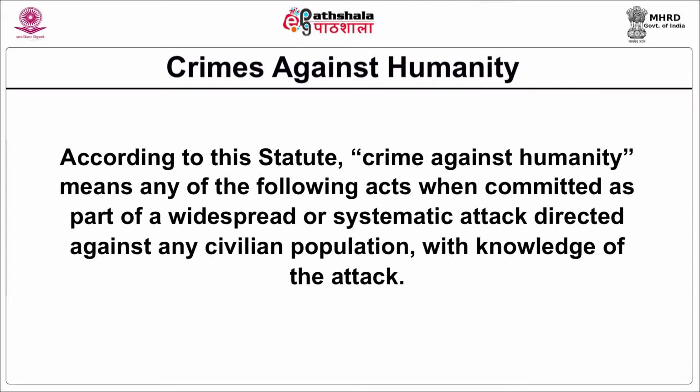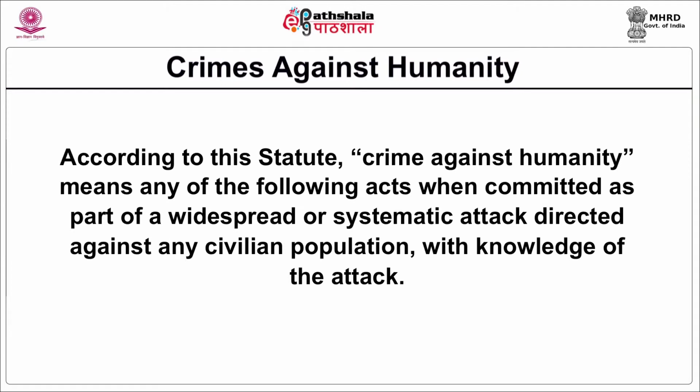According to this definition, crimes against humanity, known as CAH, came to mean any of the following. When committing acts that are committed as part of a widespread or systematic attack. In this definition, widespread and systematic are both important, but what is more important is that they are separated by an or. Therefore, it is not together, but one or the other.